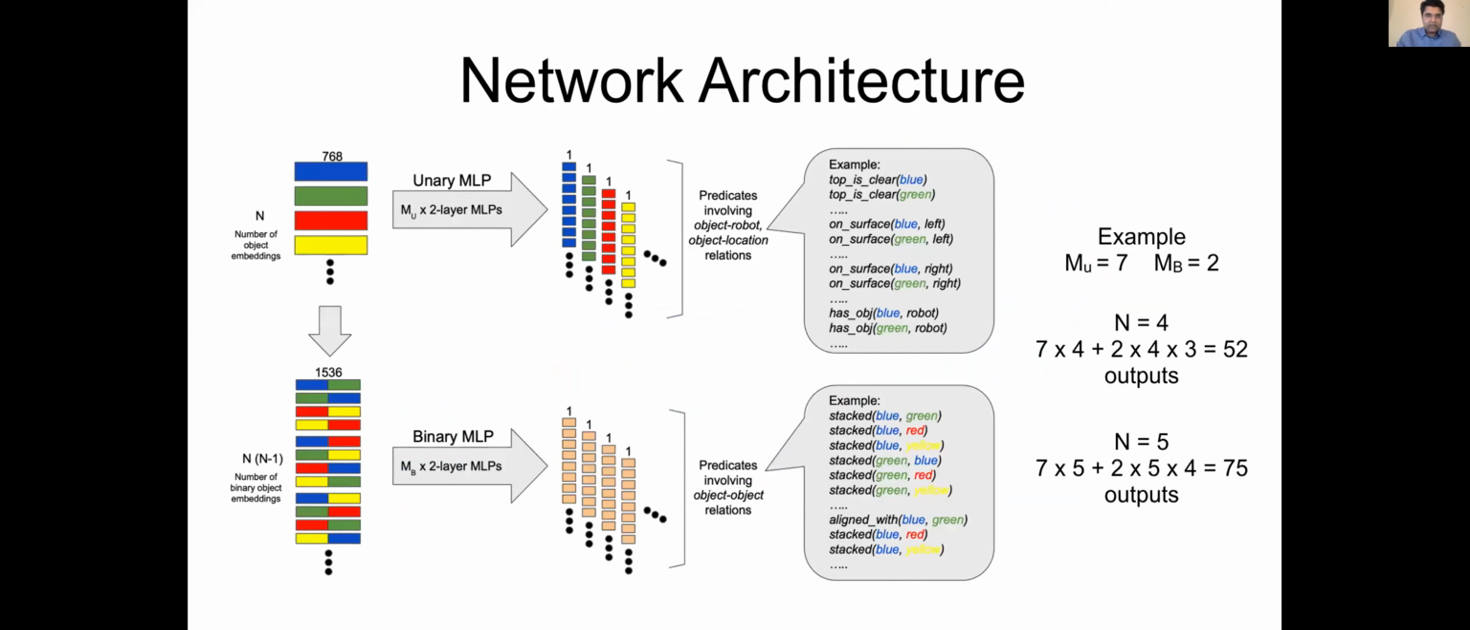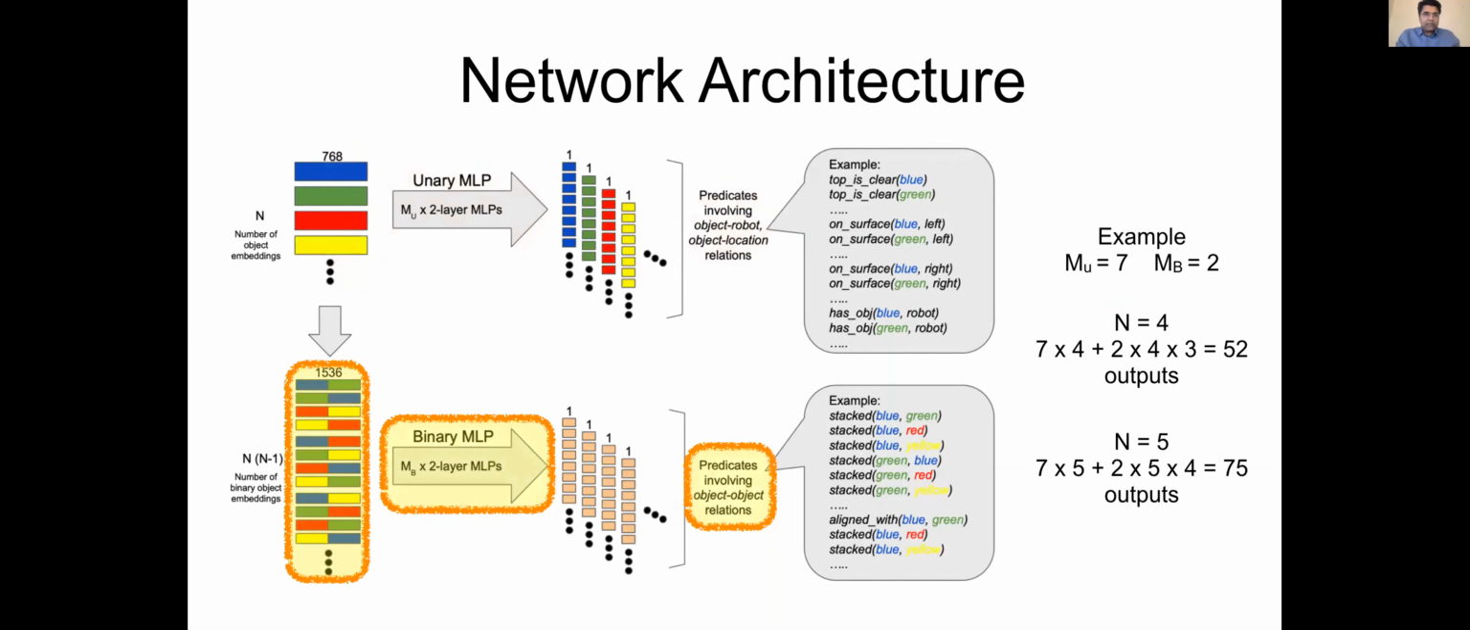The way we train this is by doing predicate classification. The predicate classifier consists of two-layer perceptrons, each corresponding to a type of relationship. The one highlighted here is the unary perceptron, which predicts logical states involving a single object. For example, the questions could be: is the blue object on the left surface of the table? Or is this object being held by the robot? Or is the top of this object clear for a potential place action?